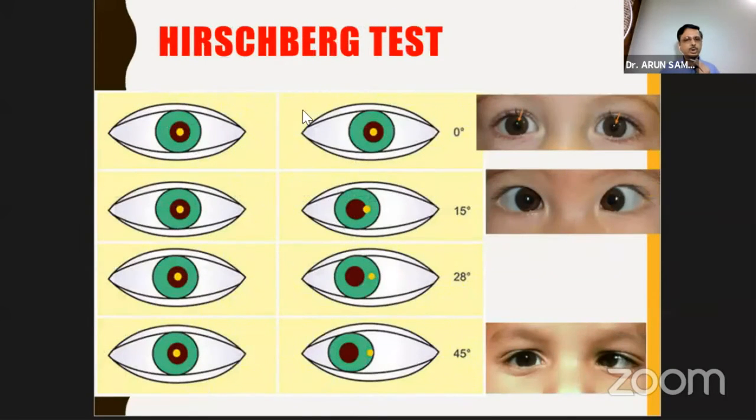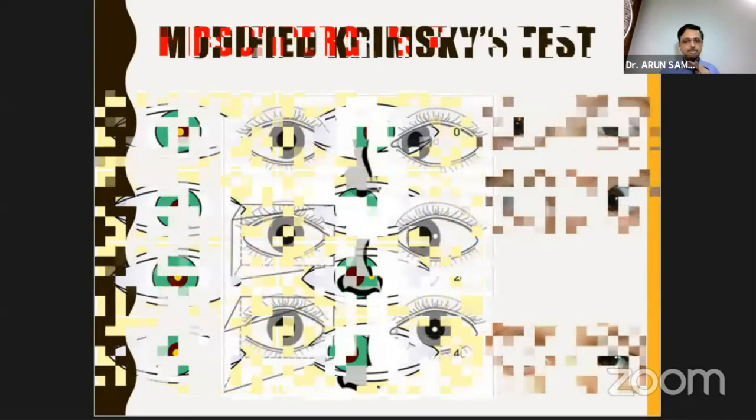How do you measure the angle in a Hirschberg test? If the reflex is right in the center, the angle is 0, or the eyes are orthotropic. If the light reflex is falling at the pupillary edge, then it is a 15-degree squint. If it is falling between the pupil and the limbus, it's about 28 to 30 degrees. And if it is at the limbus, it's about 45 degrees. So this is how you measure the angle of strabismus.